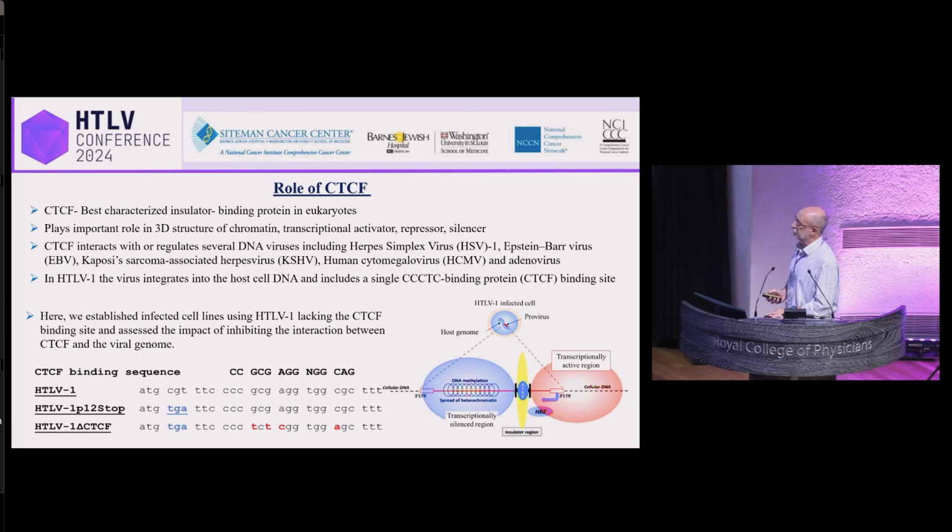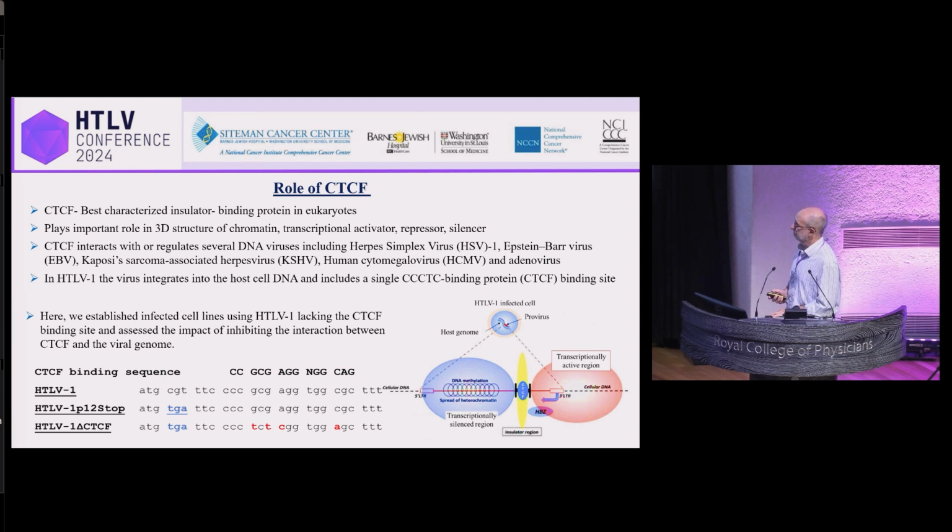So as you've heard, CTCF is the best characterized insulator binding protein in eukaryotes. It plays an important role in the 3D structure of chromatin, as well as playing a role in transcriptional activation, repression, or silencing. CTCF interacts with or regulates several DNA viruses, including HSV, EBV, KSHV, CMV, and adenovirus. In HTLV1, the virus integrates in the host cell and includes a single CTCF binding site, based on the work first reported by the Bangham group.